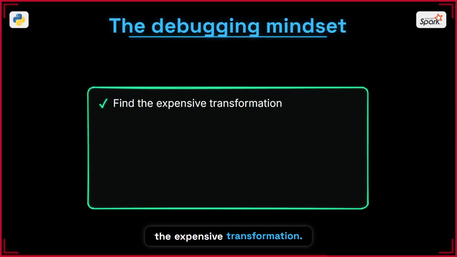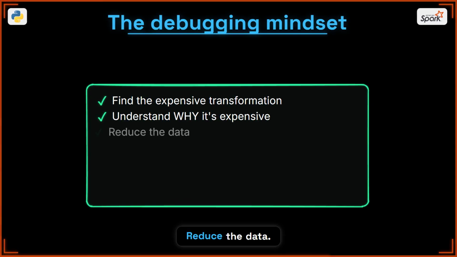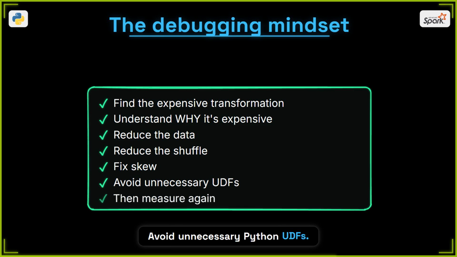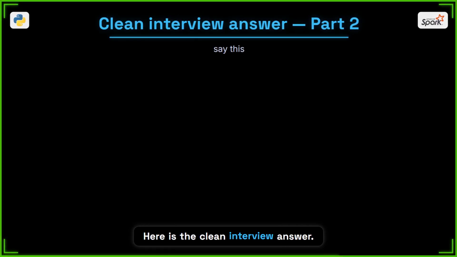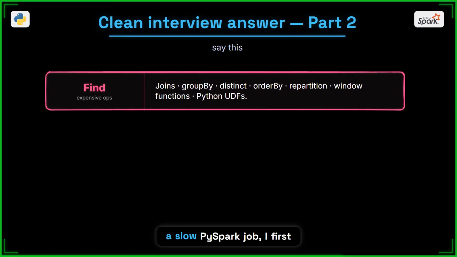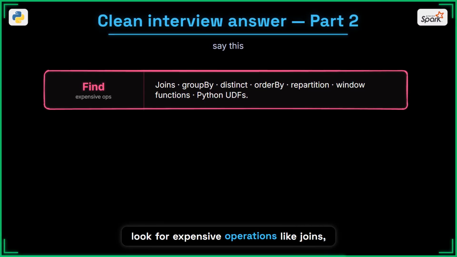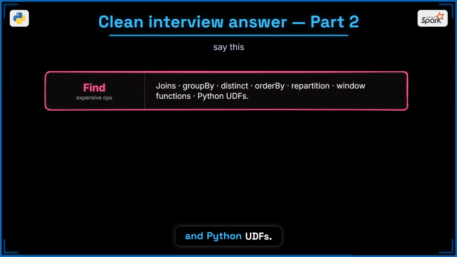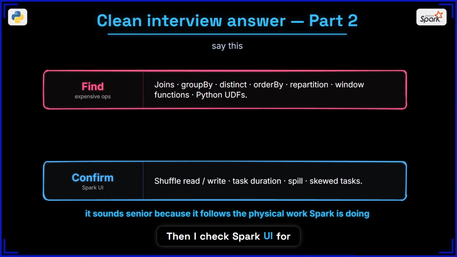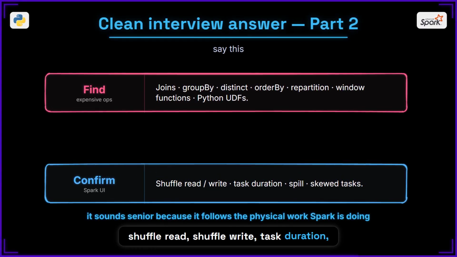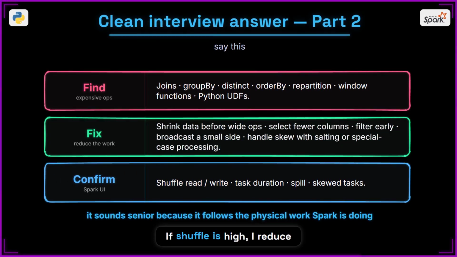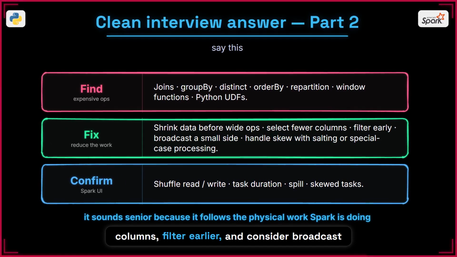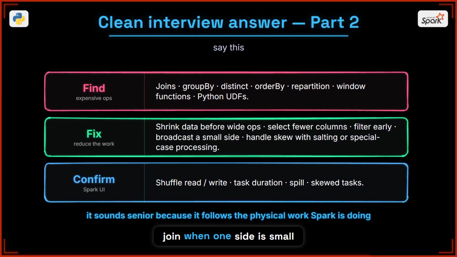Find the expensive transformation, understand why it is expensive, reduce the data, reduce the shuffle, fix skew, avoid unnecessary Python UDFs, then measure again. So here is the cleanest interview answer. To debug the transformation phase of a slow PySpark job, I first look for expensive operations like joins, groupBy, distinct, orderBy, repartition, window functions, and Python UDFs. Then I check Spark UI for shuffle read, shuffle write, task duration, spill, and skewed tasks. If shuffle is high, I reduce the data before wide transformations, select fewer columns, filter earlier, and consider broadcast join when one side is small enough.